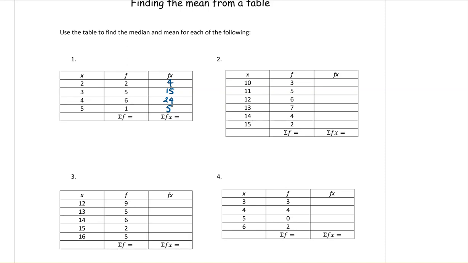Now, these fancy little boxes down the bottom. This symbol that you see at the front here, that's a Greek letter. It's sigma. And in maths, it means to sum. So it's a fancy way of saying sum the F, sum the frequencies. Add up all your frequency column is what that's saying. So adding these numbers, 2 plus 5 plus 6 plus 1, what do you get? 14, good. And so the next one is also sum of the F times X.